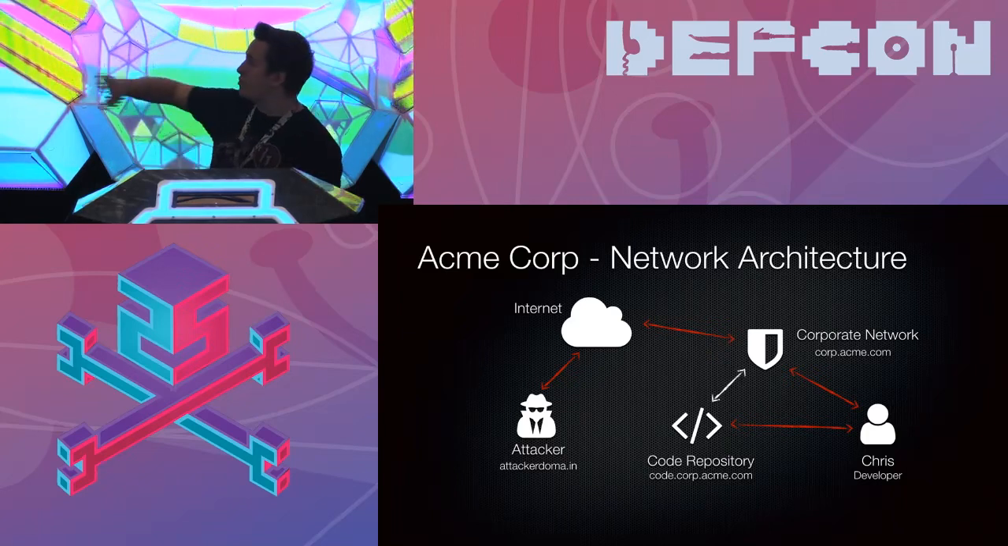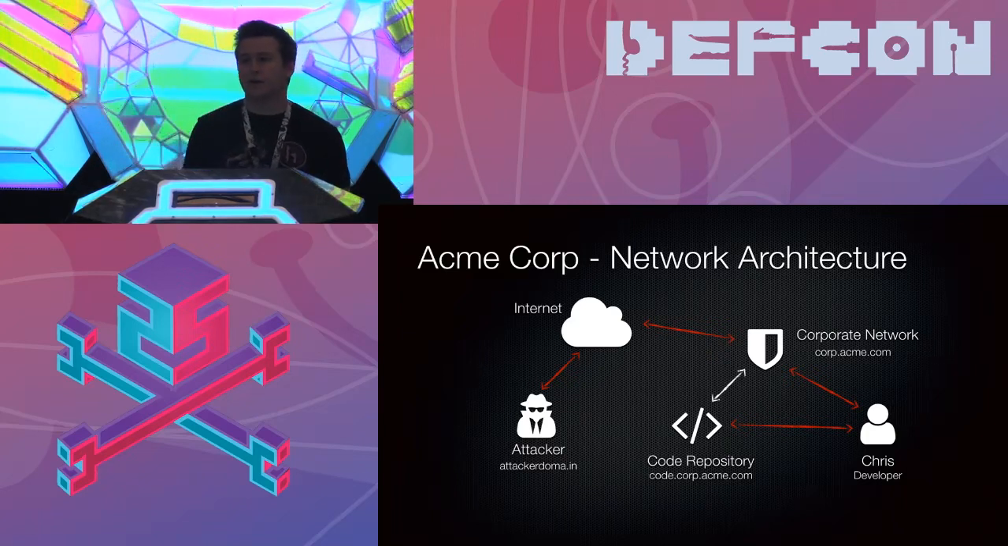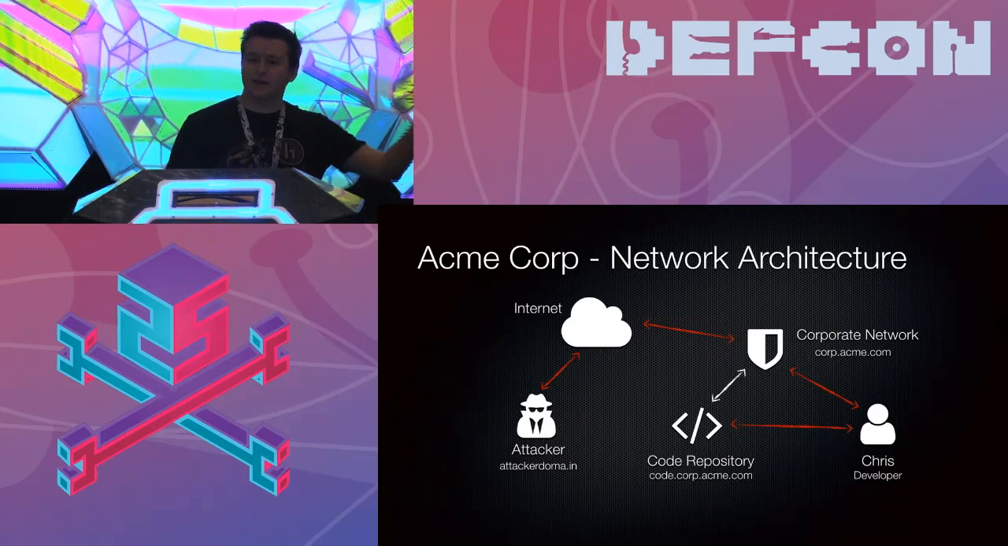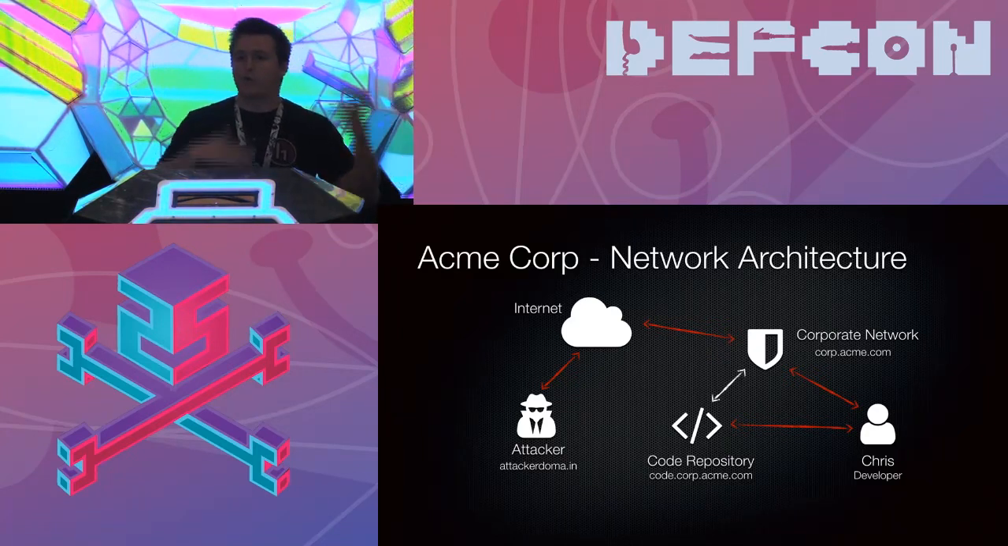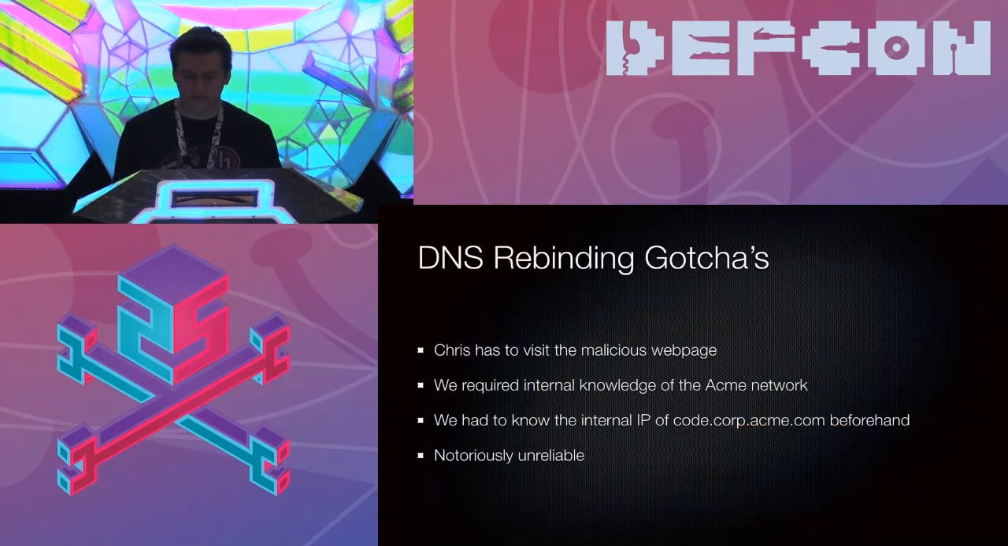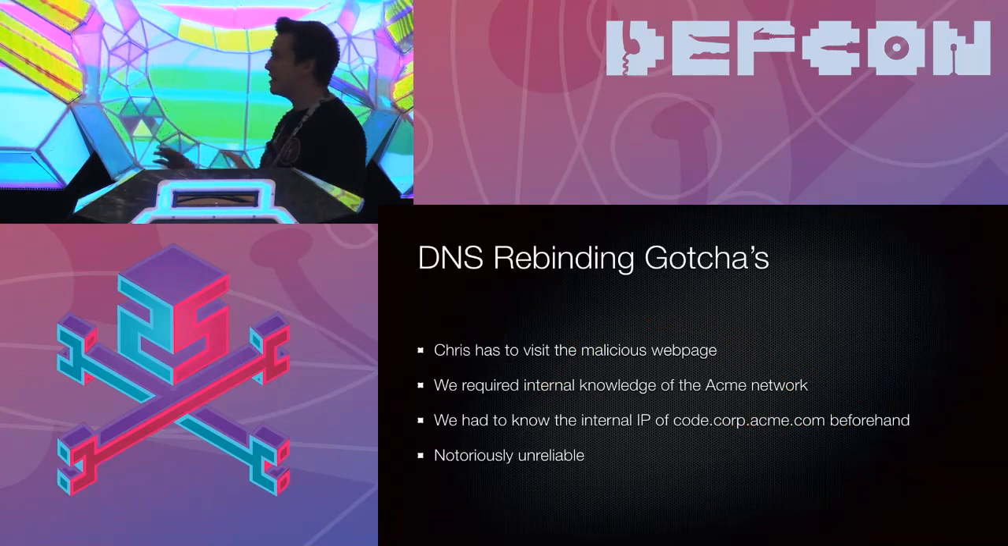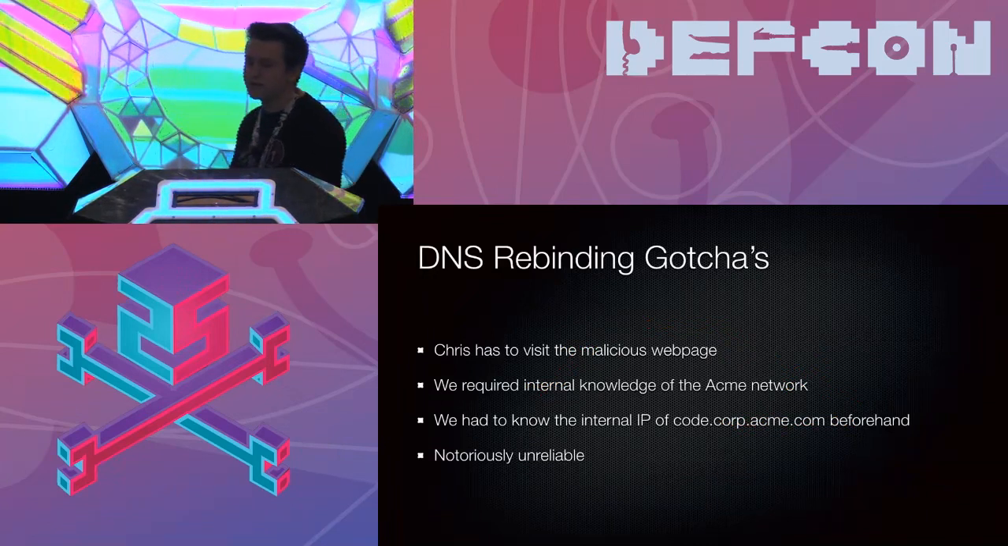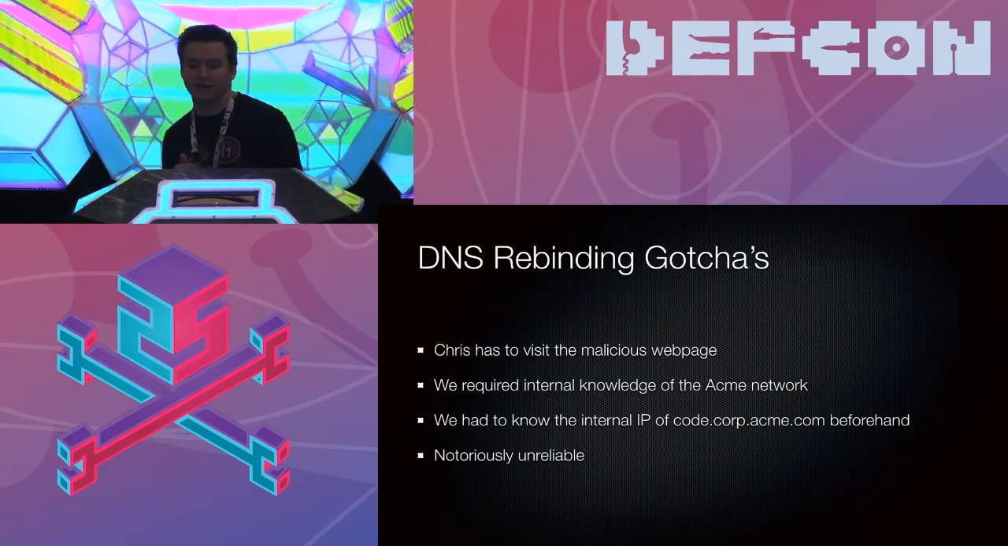Because when the browser accessed rebind.attacker domain, it wasn't the same DNS entry that all the cookies were saved under, which was code.corp. They won't get sent. So it's an unauthenticated request. All right, so that sounds a little bit scary. Let's talk about some of the gotchas about this attack.